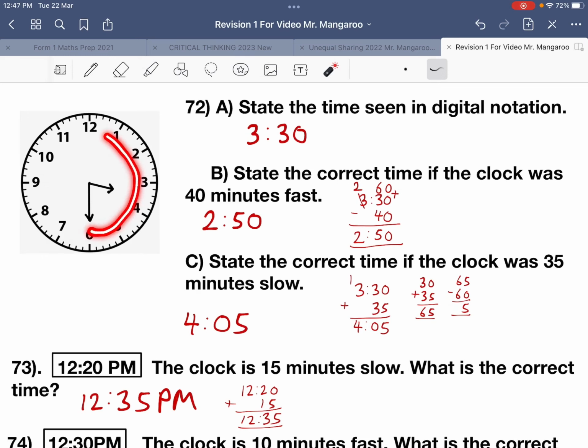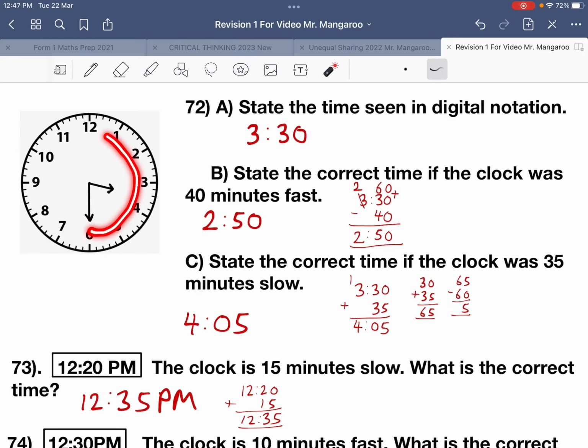73. The clock is 15 minutes slow. What is the correct time? So we simply add 15 minutes to get 12:35. The clock is 10 minutes fast. What is the correct time? We simply subtract 10 minutes to get the correct time.